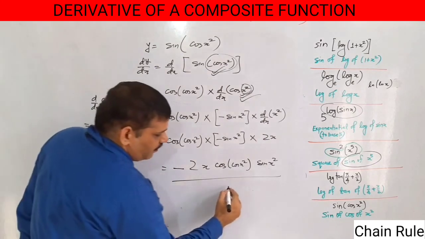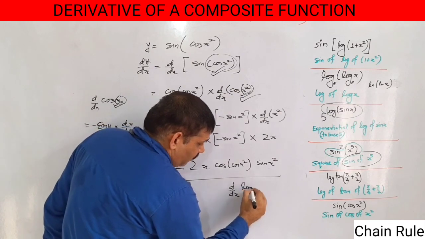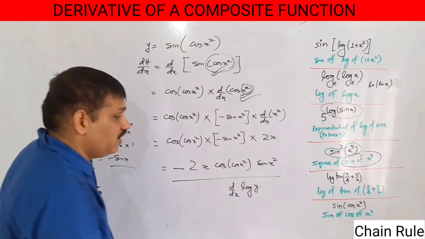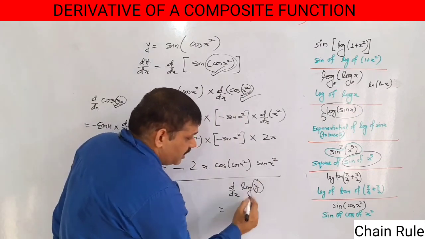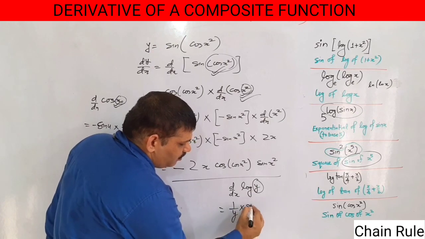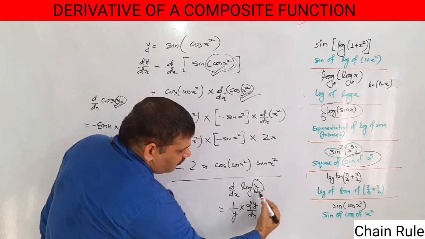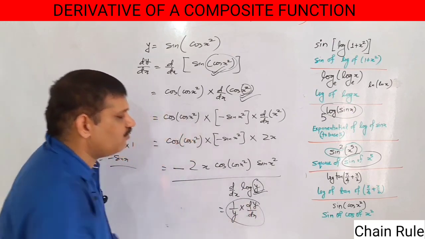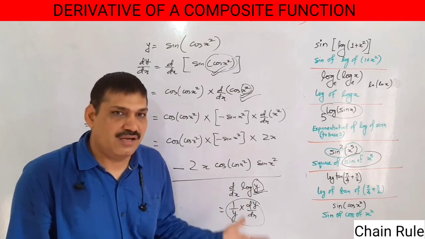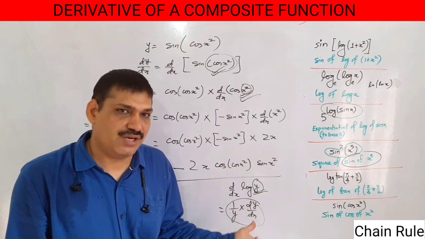Suppose we have d by dx of log y. Don't forget to apply the chain rule. Here, y will be treated as u. So the derivative of log u is 1 upon u into the derivative of that which we have considered. So the derivative of log y is not simply 1 upon y, but it is 1 upon y into dy by dx. We'll talk about it later in implicit functions.